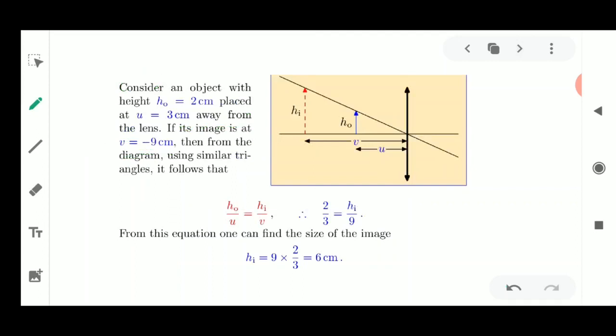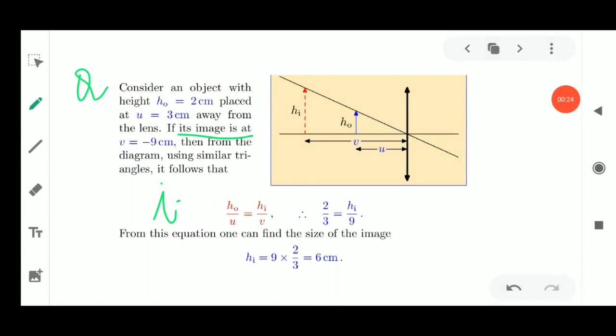Now we move on to the next numerical. Consider an object with height ho equal to 2 centimeters placed at u, that is 3 centimeters away from the lens. And its image is at v equal to minus 9 centimeters. So what about the diagram? From the diagram, using similar angles, we need to find the height of the image.